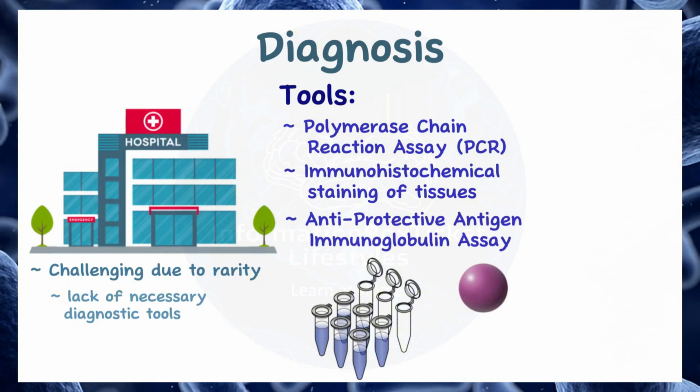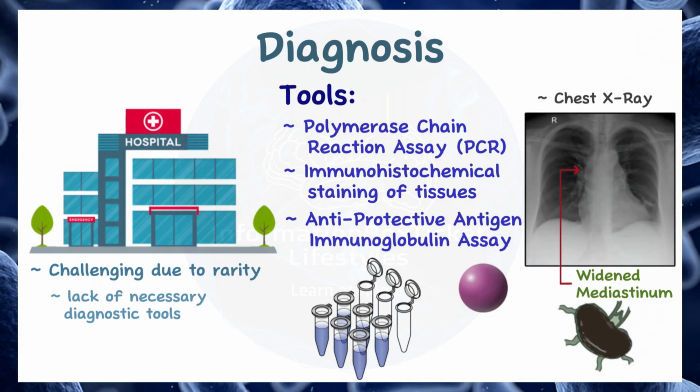Additionally, an anti-protective antigen immunoglobulin assay detects antibodies against the protective antigen of the bacterium. Other diagnostic indicators may include a widened mediastinum observed on a chest X-ray, which suggests progressive necrosis of the mediastinal lymph nodes.